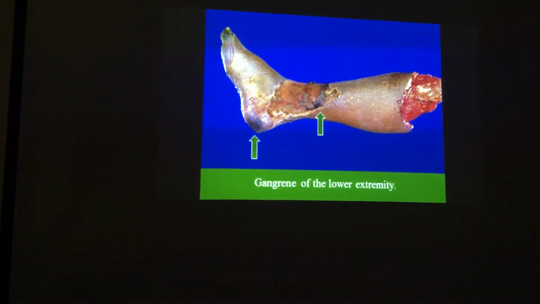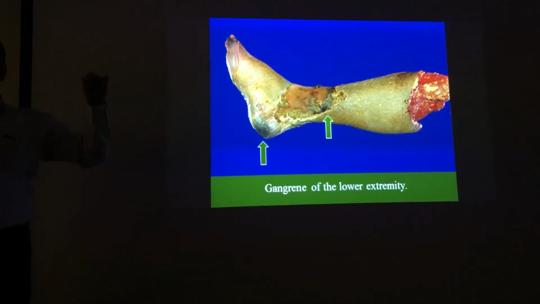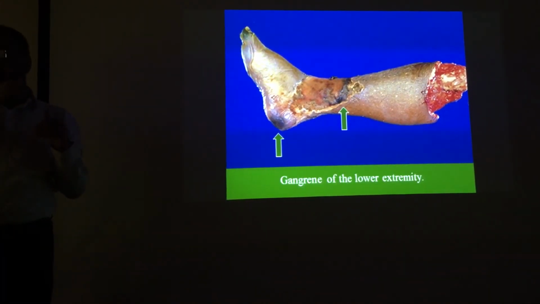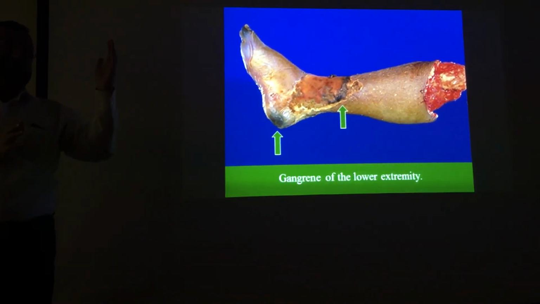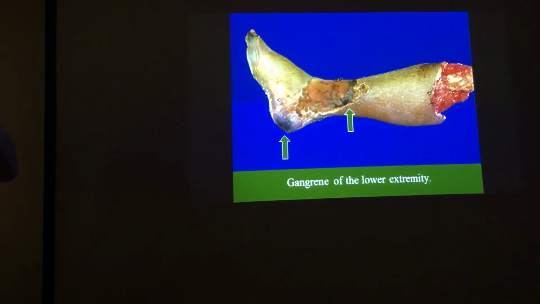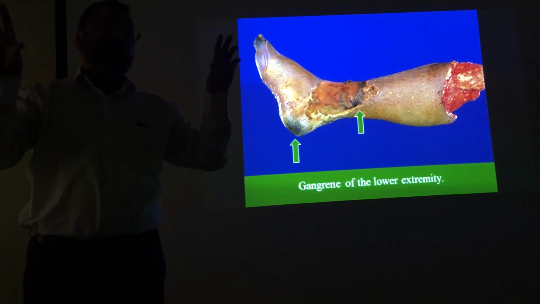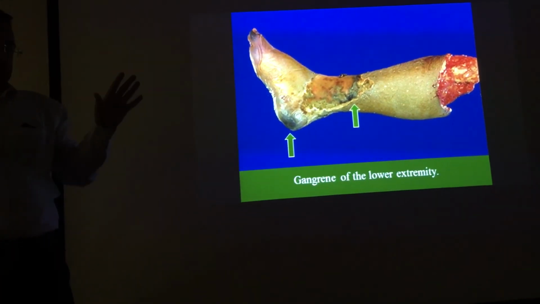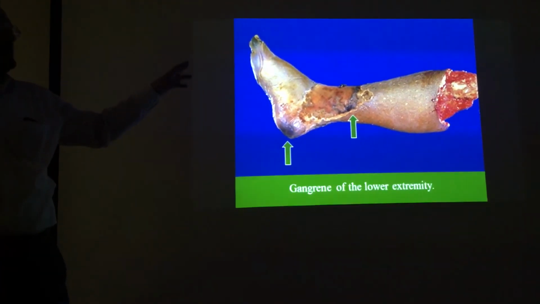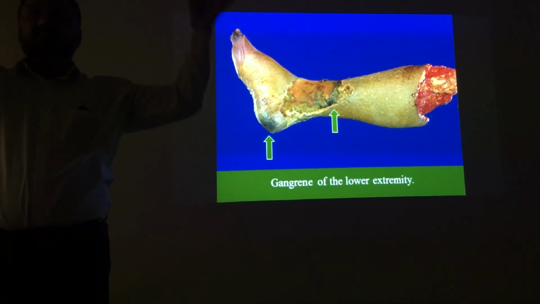Then if infection occurs in this gangrene, the infection will cause liquefactive necrosis. So coagulative necrosis followed by liquefactive necrosis. This will be a wet gangrene. So what is the meaning of wet? Dry means coagulative necrosis, without water. So wet means with water. Basically, dry means it is shrunken, and wet means it is swollen.